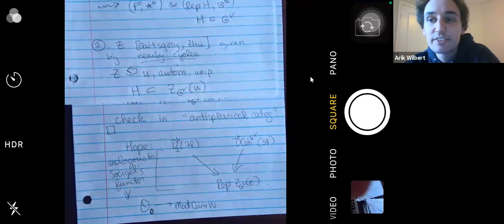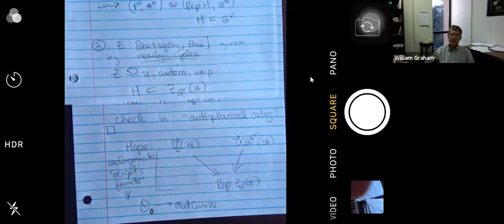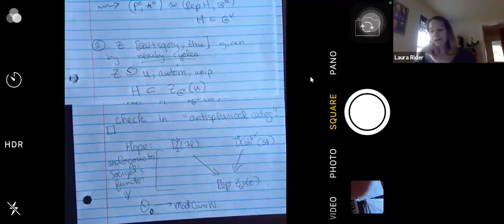Any questions? You mentioned the Kazhdan-Lusztig basis and the coherent side. Is this at all connected with these IC coherent sheaves? It's possible.